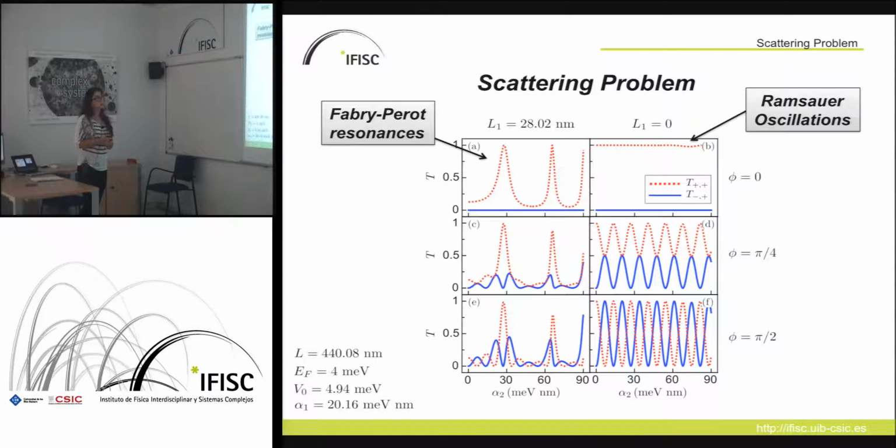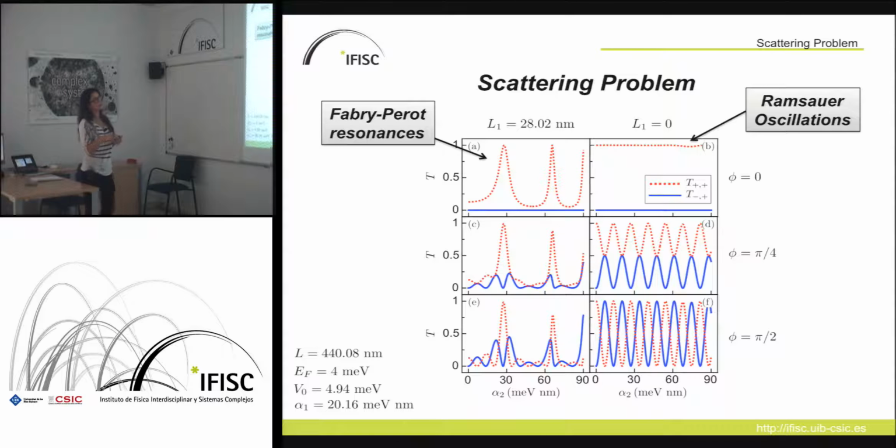Here, the system is completely transparent because at this energy the electrons don't feel the well discontinuity, and only for high enough values of alpha 2 do they start to feel this quantum well a bit.